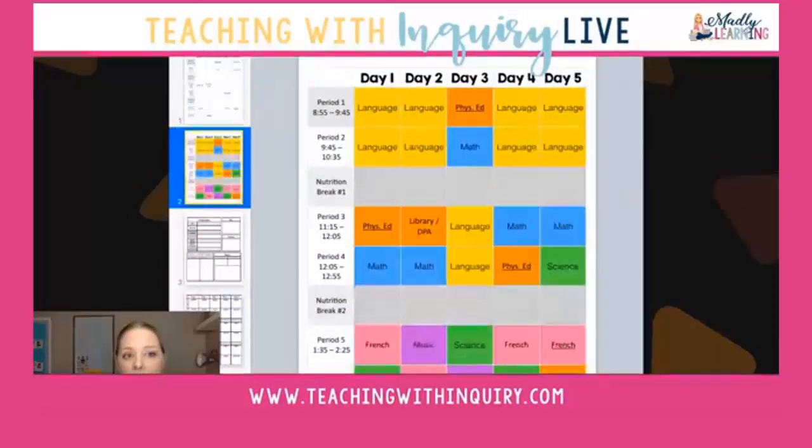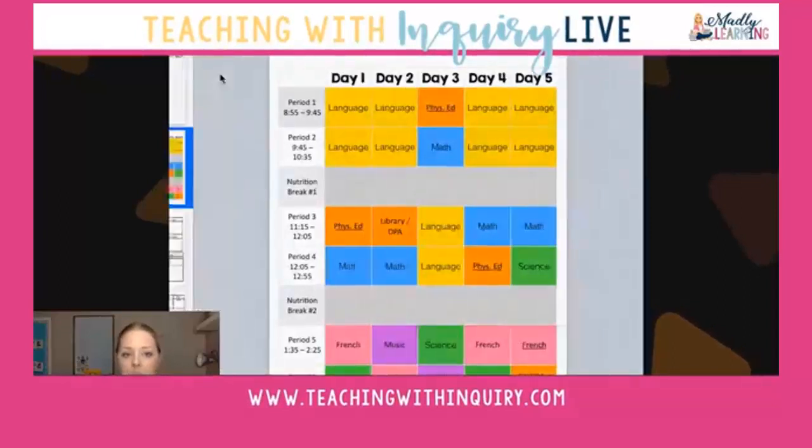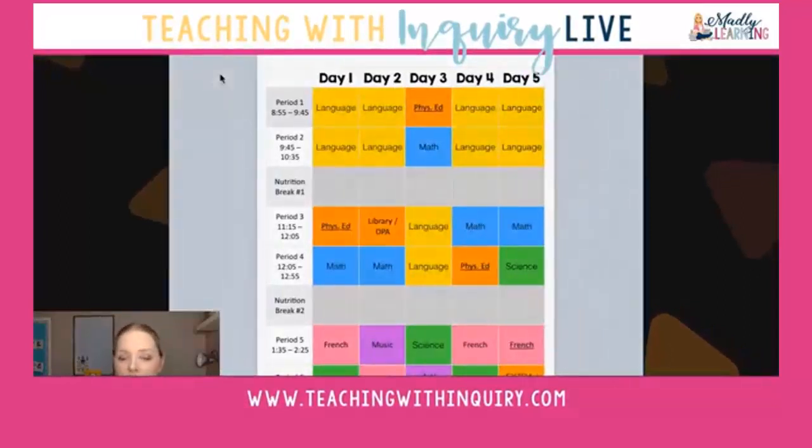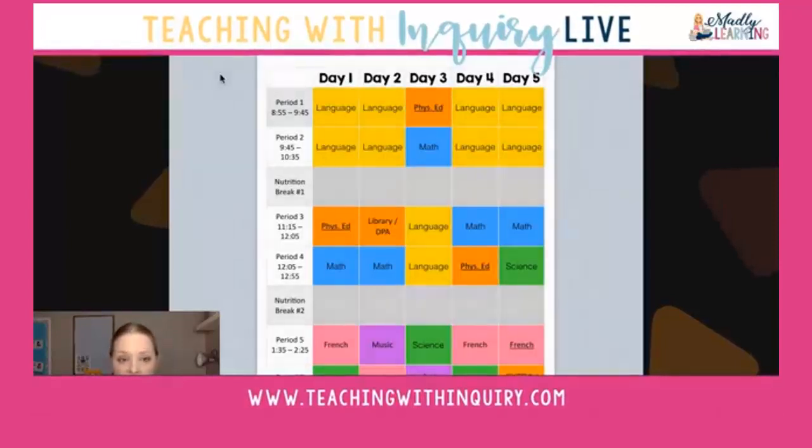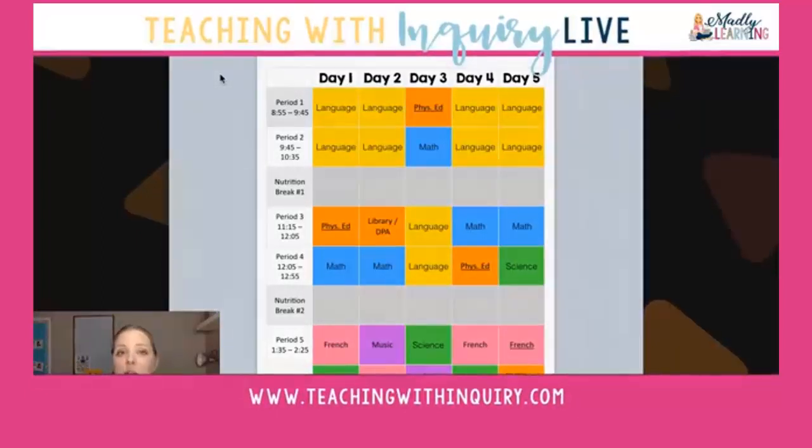So this is how I have scheduled my time. And it's color-coded because, well, why not? To make it look pretty. But you will notice that all of my French is in the last block of the day. And I've had to simply schedule my science and social studies periods wherever they fit.